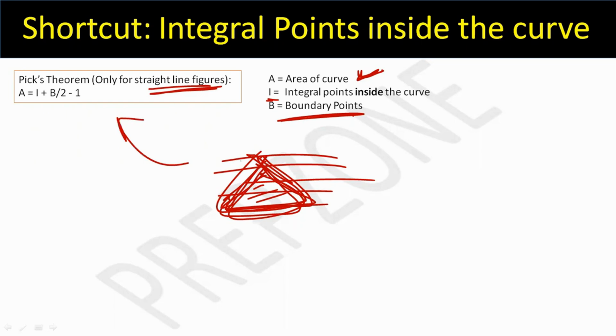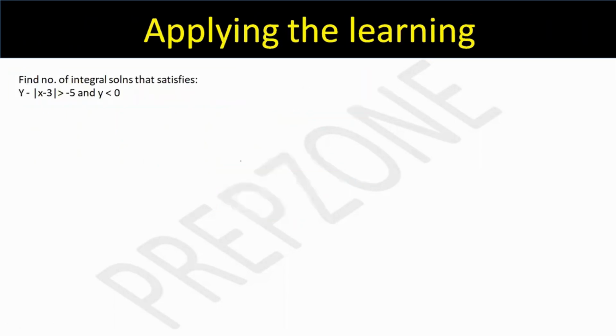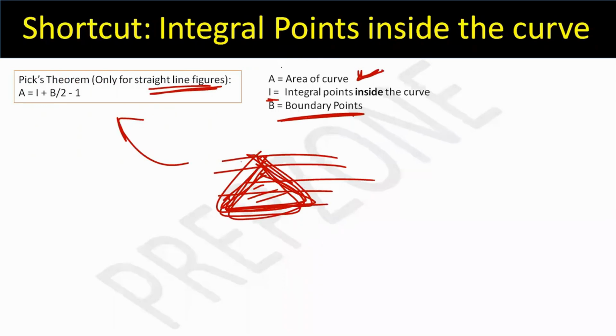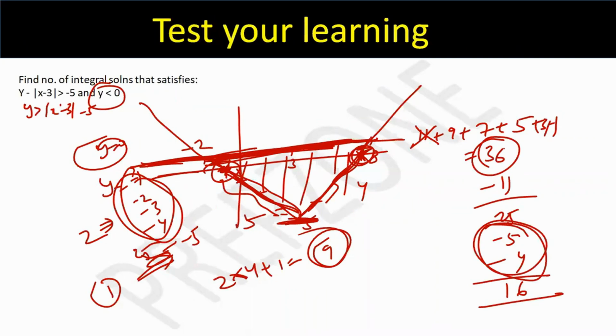So now, this is the same question, ठीक है? Which we have just solved. Answer is 16, 25 minus 9. So now you just have to apply this. So everyone, please apply this theorem and convince yourself of the application of this. Yes. So if I have to apply the theorem here, theorem क्या है? A is equal to I plus B by 2 minus 1, right?